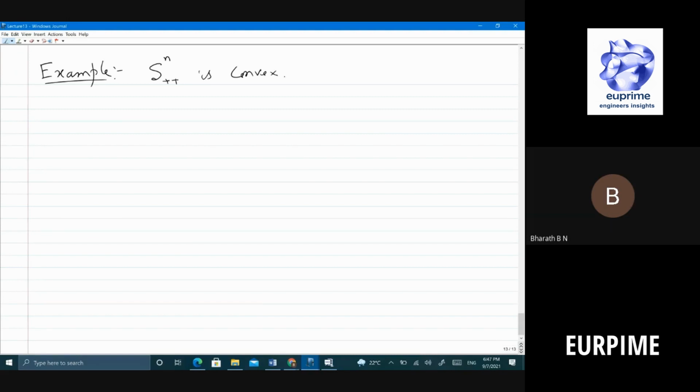So take two, of course, I have to take 2 points in the set. Now points correspond to matrices. So you take A and B belonging to S plus N. Right? So this implies A is A transpose, B is B transpose, and A, B both are positive definite. Right? This is what it implies.